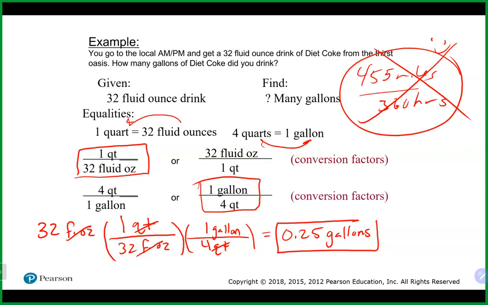Sig fig wise, in this case, pretty much coming back to that number there that has 2 significant figures. Everything else is pretty much an exact conversion, so you don't have to worry about those numbers, which gives us 0.25 gallons. Any questions on that one there? All right.